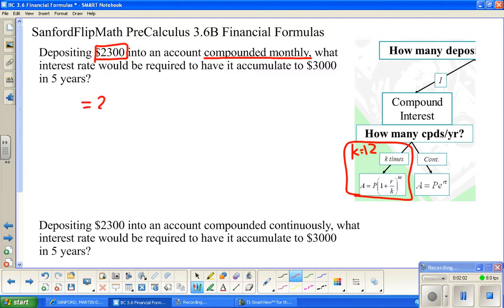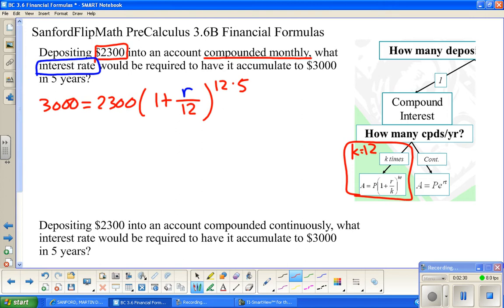So 2,300, 1 plus the interest rate. Well, the problem is that I don't know the interest rate, so I'm going to put an R there, and we'll solve for that in just a second. Again, it was compounded monthly, so that is 12 times per year, and it's going to go in 2 spots. And it says in 5 years, and I want it to go to $3,000. All right, so here's the plan.